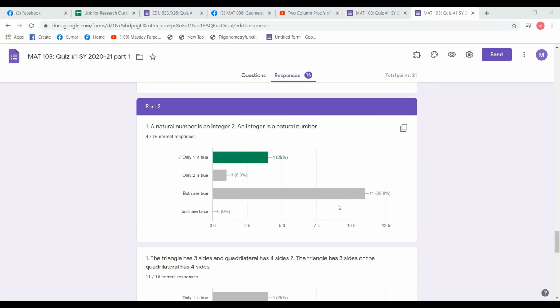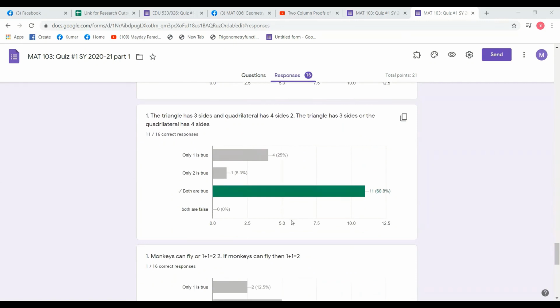But number two is a false statement because there are some integers that cannot be a natural number. Let's say, for example, negative 5. Negative 5 is not a natural number. So that's it. For number one, the answer is option A. Only one is true.